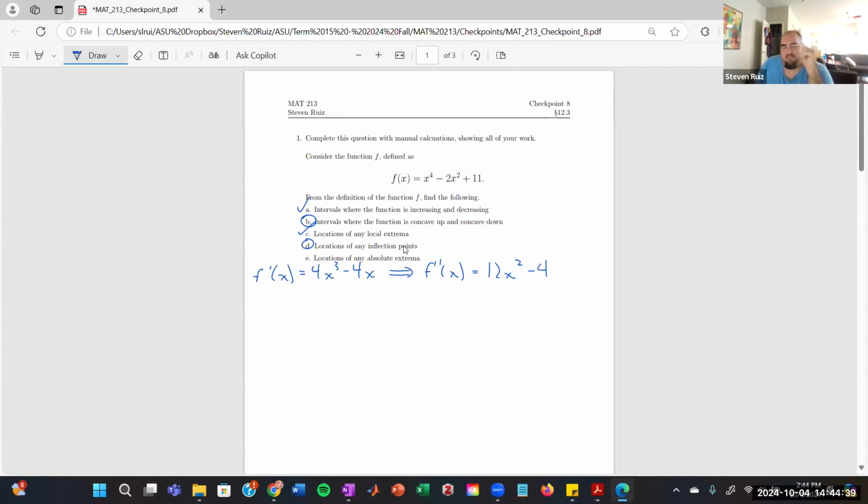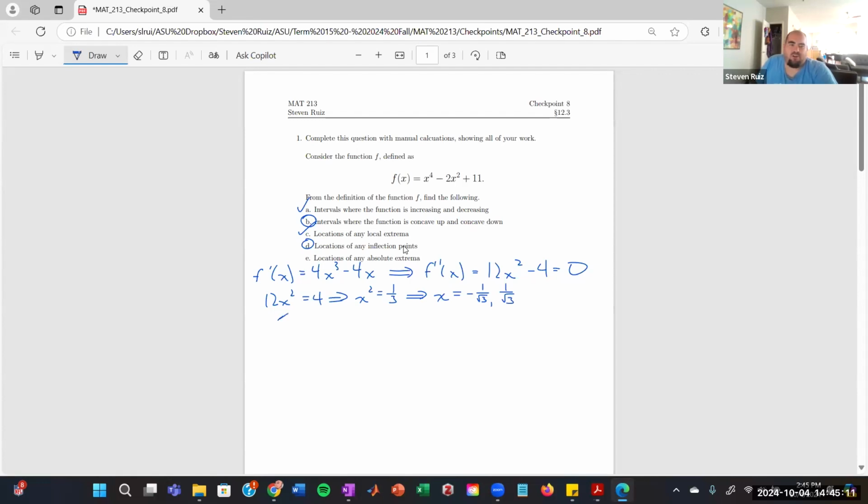because those both are answered by the second derivative. So first I'm going to look for inflection points. So I'm going to set 12x squared minus 4 equal to 0. So 12x squared is equal to 4. That means that x squared is equal to a third. So my x values are x equals -1 over radical 3 and 1 over radical 3.